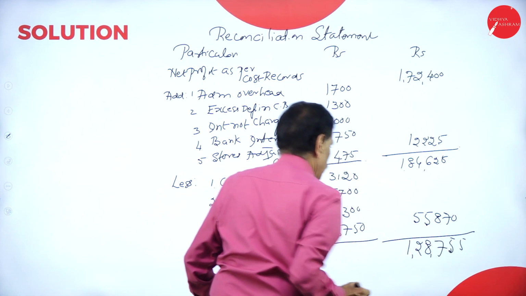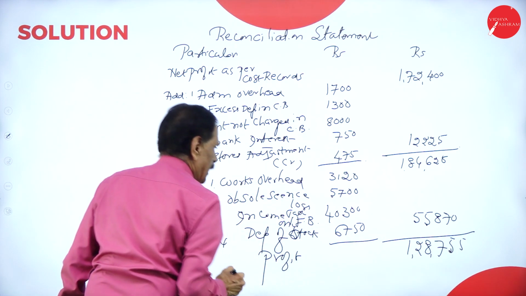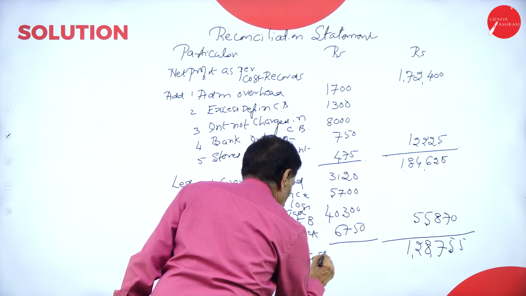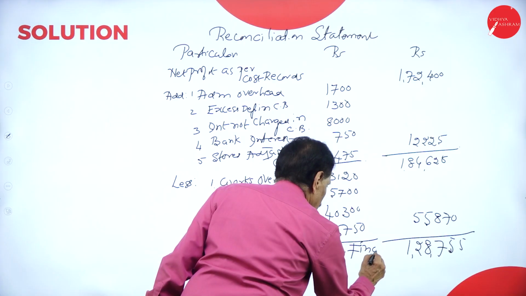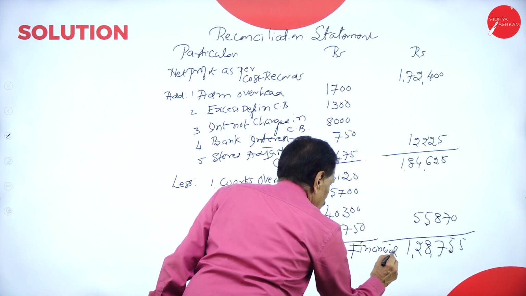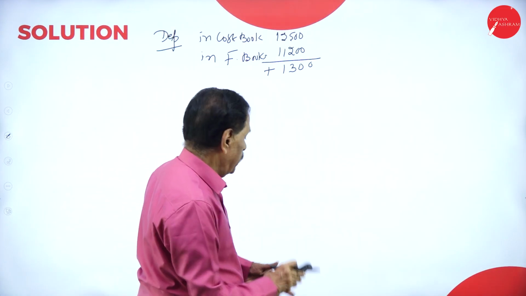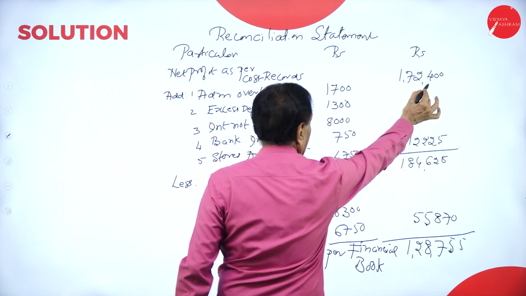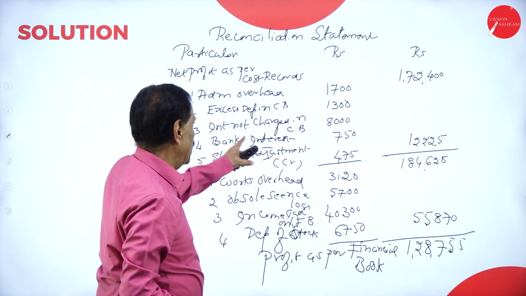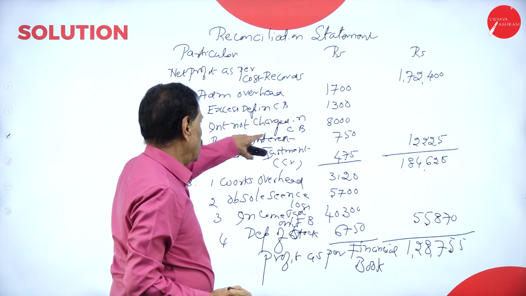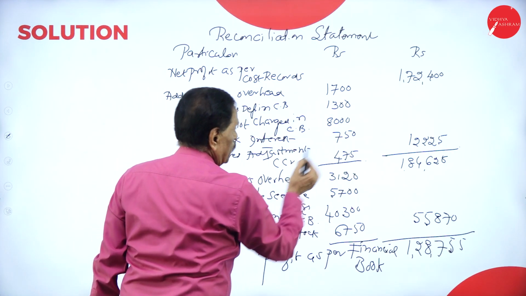1,28,755. Profit as per financial book. So we started with cost book, 1,72,000. Administration overhead over recovered, excess depreciation in cost book, interest not charged in cost book, bank interest, store adjustment. All these should be added.